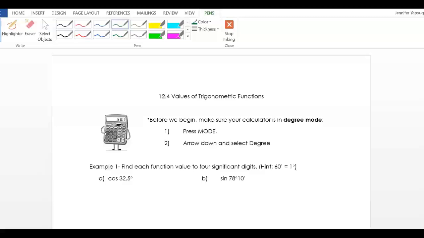We're going to walk through 3 examples. I'll do one example with you, and then you can pause the video and try the second example on your own and check your work. But like I said, this is going to be pretty easy because it's just a matter of typing things into your calculator.